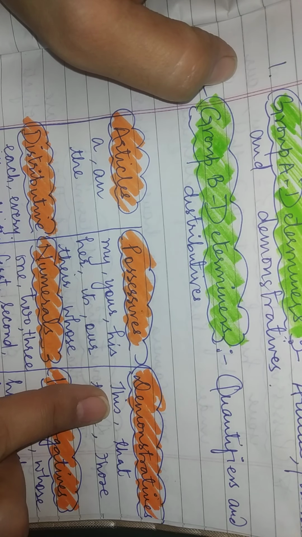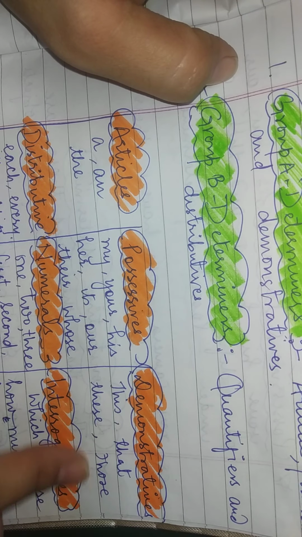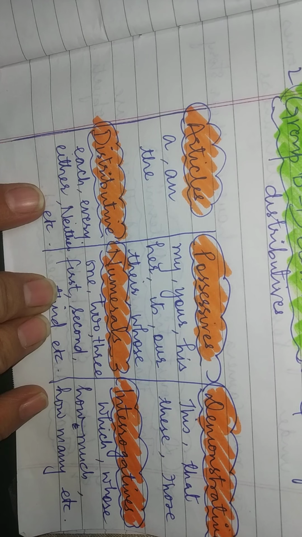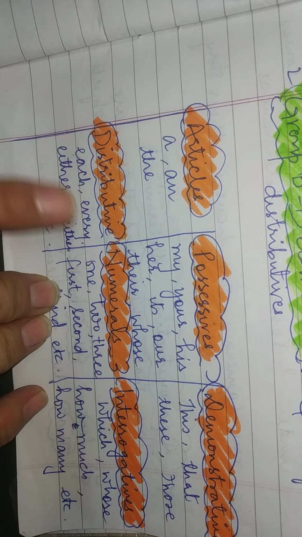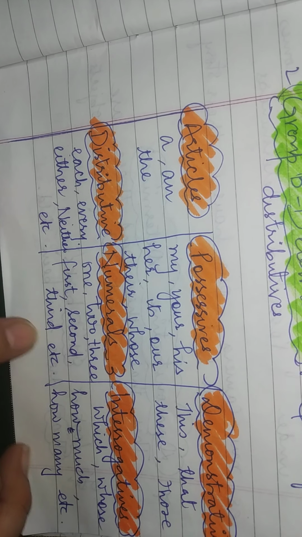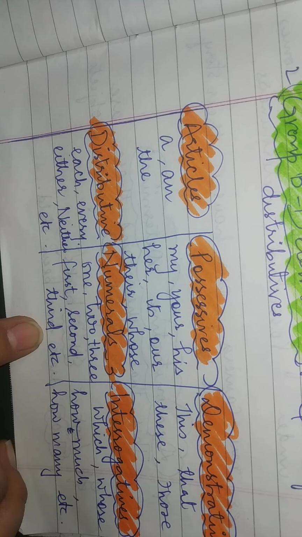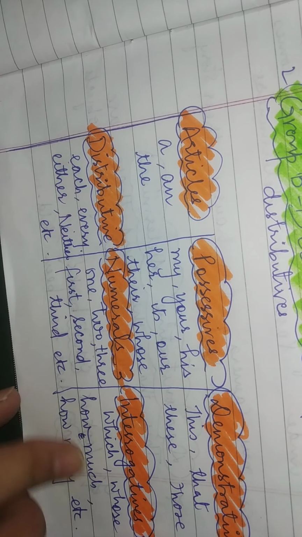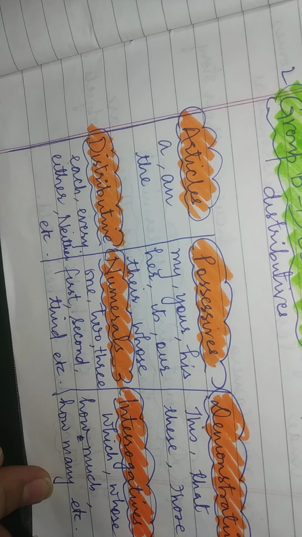Demonstrative, when we point out something: this, that, these, those. Distributive, when we distribute something: each, every, either or neither. Numerals: 1, 2, 3 or first, second, third, ordinals and cardinals both. Interrogative means question based: which, whose, how many, how much, etc.